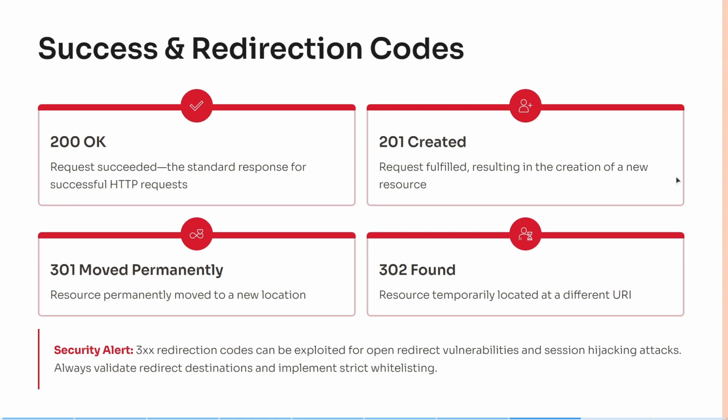301 moved permanently. Resources permanently moved to a new location. Sometimes you can see when the URL is changed to a new domain. And 302 found, resources temporarily located at a different URI. For example, you discovered a hidden directory of a site. For example, there was an example.com which had a slash secret directory, and I just visited it, so I'll get a 302 found result, and then I'll be redirected to that different URI.